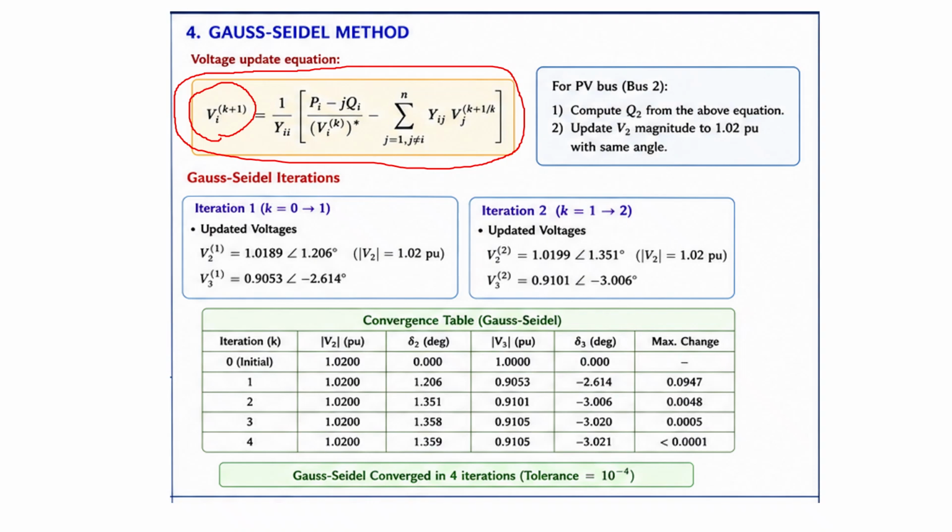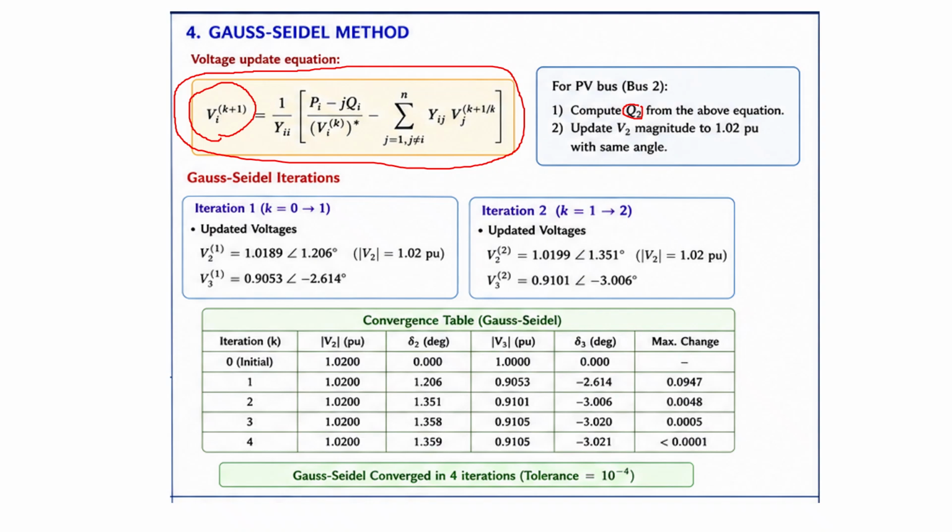For a PV bus, we can compute Q2 from the above equation. Q2 can be obtained as already shown on slide 1. We have the equation to compute the active and reactive power at each bus, so we can use that to calculate for the first iteration. When we go for a second iteration, the voltage is the same, so we'll go to the second iteration for bus 3.